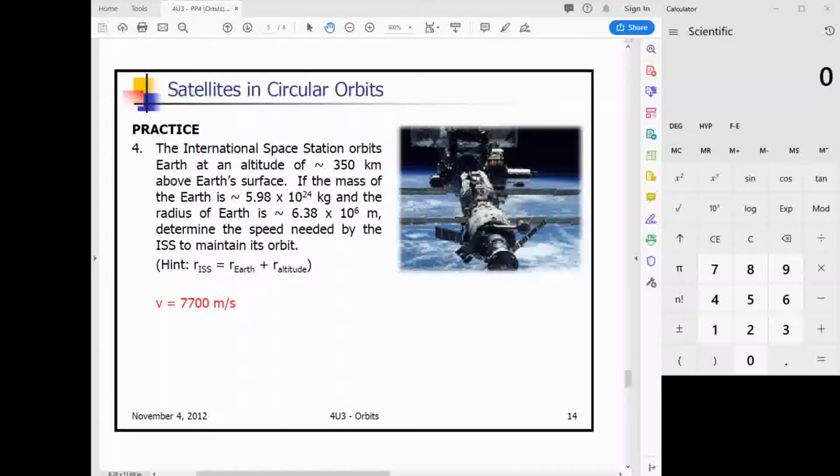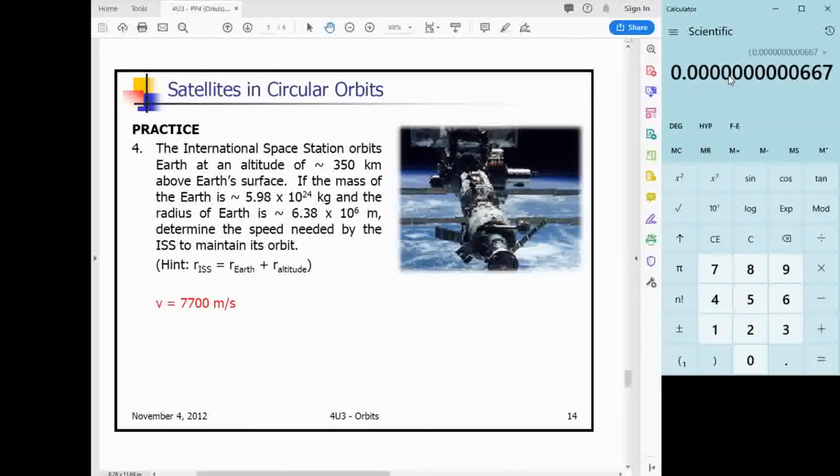So we have to find out what the v would be, and in this case, our r is not the radius of the Earth, because we're not going to the surface of the Earth. We're actually going a bit farther. So we have to add the radius of the Earth and that 350 kilometer altitude. So our v is the square root of G. So let's do bracket first, because we're going to do the square root after.